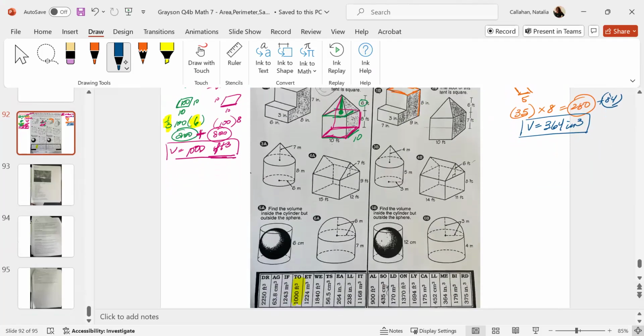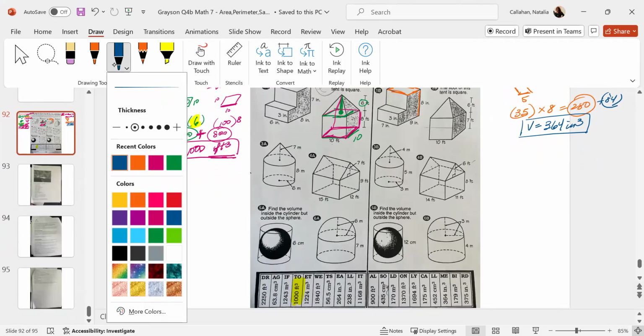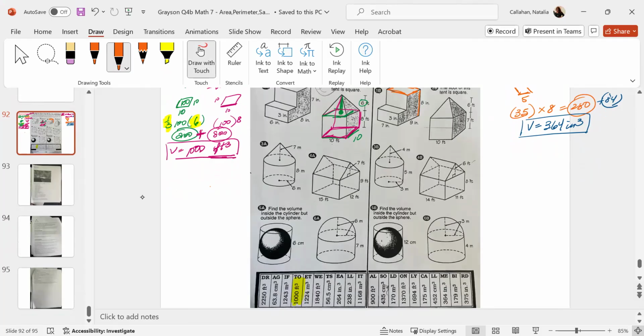Let's vote on 3. You want to do 3A or 4A? You choose. Pick one. Let's just do 3A.